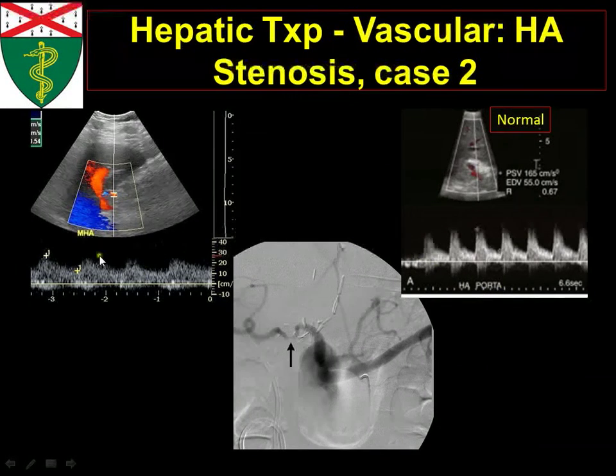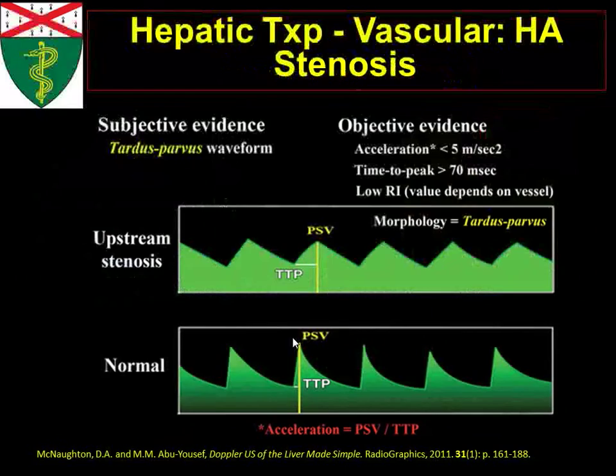This is another case with the same teaching points. You get a transplanted liver, you look in this location where you expect the proper hepatic artery to be, you see a tardus parvus waveform, and so you know that the stenosis is going to be somewhere over here. But we can't visualize that area because there's too much attenuation of the sound beam by bowel gas. So we get an angiogram, and again, nicely you see the stenosis. A lot of times the stenosis ends up happening at the anastomosis, which is at a location that may be too difficult for us to see on ultrasound, and that needs to be opened up.